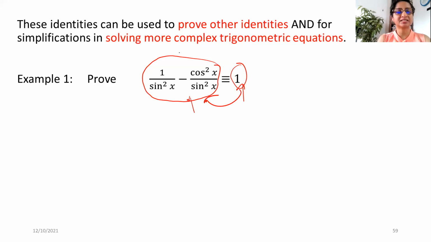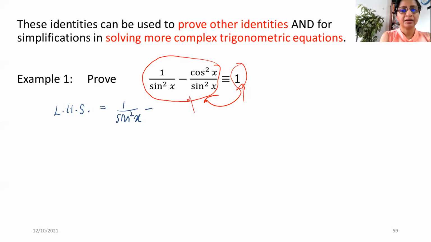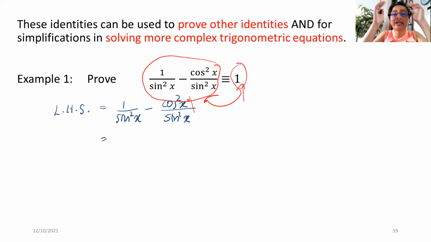So in this case, it's the left hand side. So you can say left hand side. In short, we say LHS, and you write what you have on the LHS: 1 over sine squared x minus cos squared x over sine squared x. And you have to keep simplifying this with the aim of getting 1.